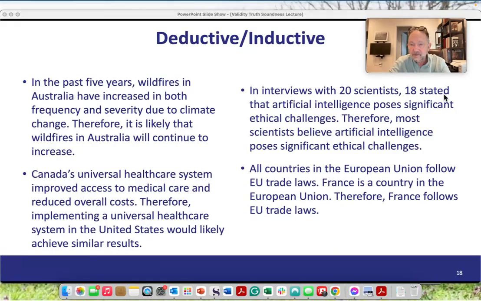In interviews with 20 scientists, 18 stated that, therefore, most scientists believe artificial intelligence poses significant ethical challenges. Well, so what do we see here? Most, right? Most. Doesn't say all. It is a hack word. So pay attention. This is an inductive argument. It's a strong inductive argument.